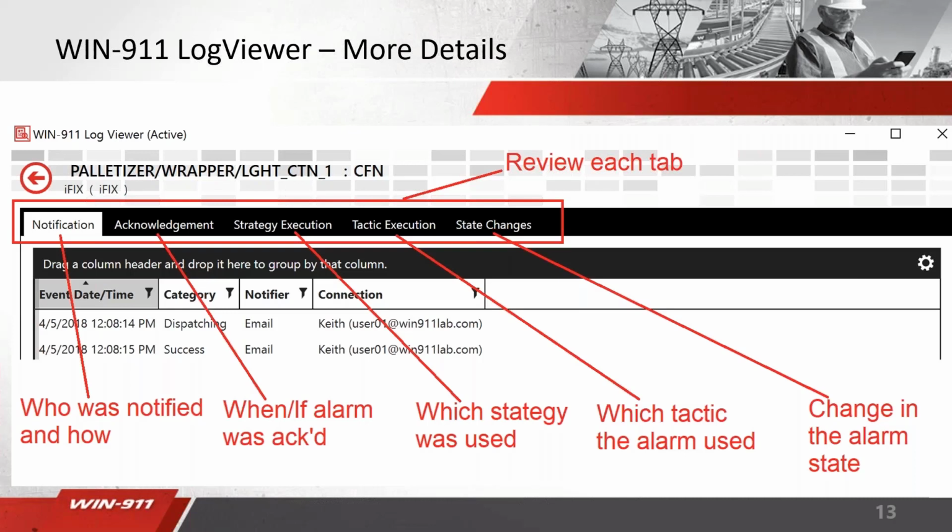You can see who was notified, when or if it was acknowledged, which strategy it was used by, and which tactic was called out by that strategy, as well as any state changes. So pretty much all the information you need is going to be here in the log viewer for troubleshooting and looking at what happened with that path from alarm to notification.